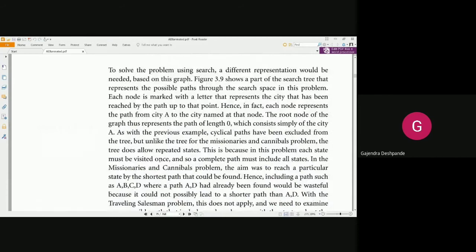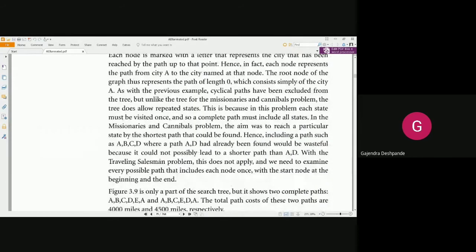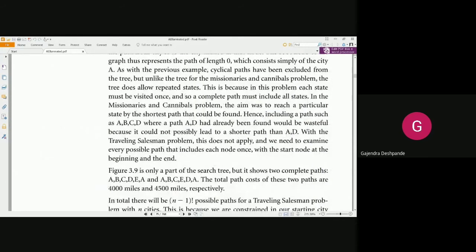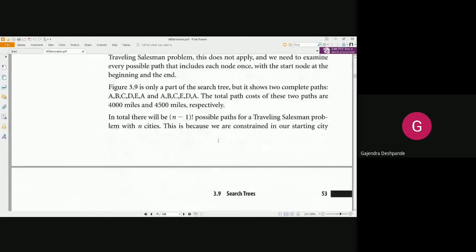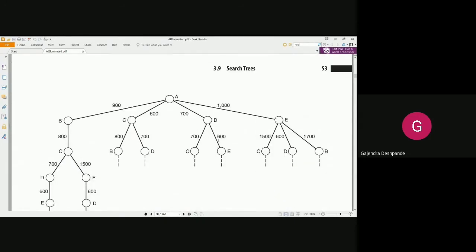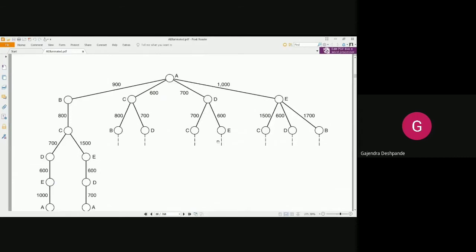But in AI, we are going to solve it using some other technique. We are going to represent this graph using a search tree. Note here that this is a partial search tree for the above traveling salesman problem. We have a starting node or source node A, and our destination node or goal node is also A. So you need to start from A and again come back to A.